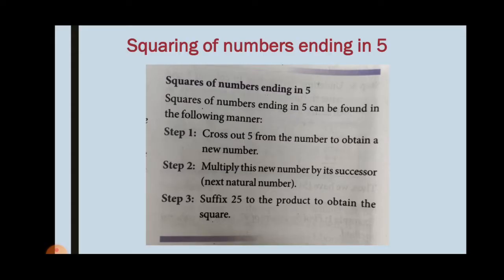Squaring of number ending in 5. Squaring of a number ending in 5 can be found in the following manner. Step 1. Cross out 5 from the number to obtain a new number. Step 2. Multiply this new number by its successor. Step 3. Suffix 25 to the product to obtain the square.